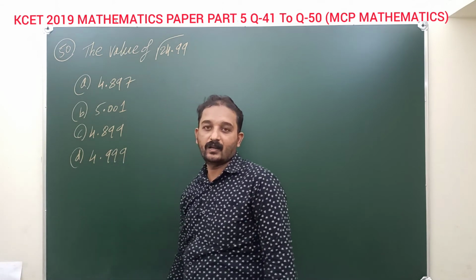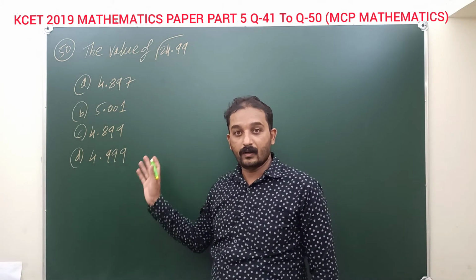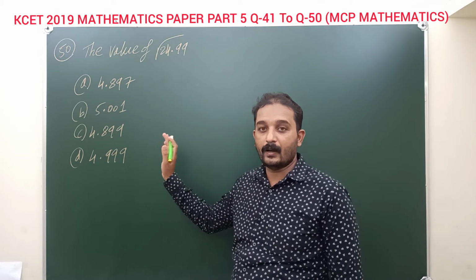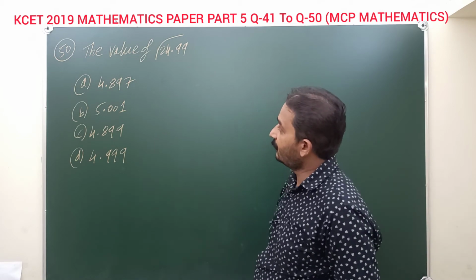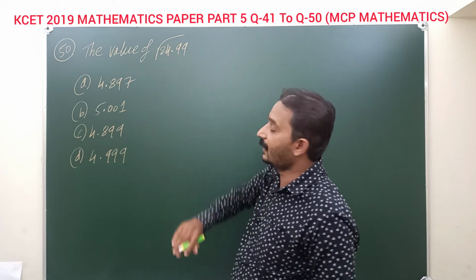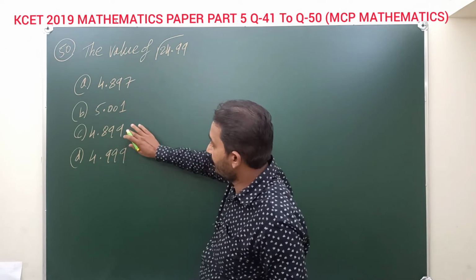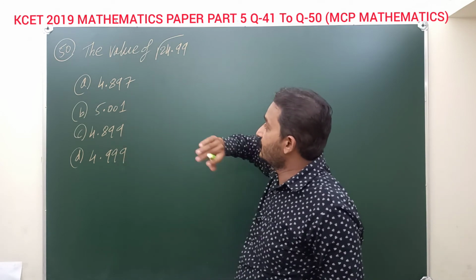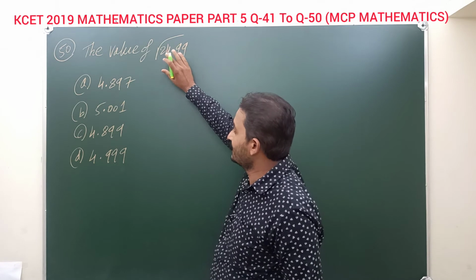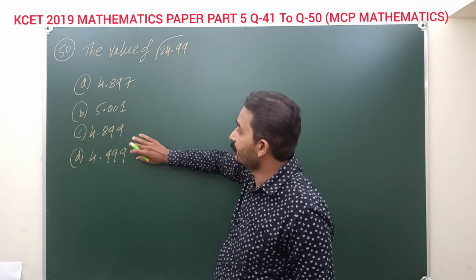Now let us move on to question number 50. This is the last question of this video. Once again, this question is based on the chapter application of derivative, particularly approximation. Find the value of the square root of 24.99. Here 3 options are given. We have to find the accurate approximation. Approximately, not exactly, we have to find the approximate value.